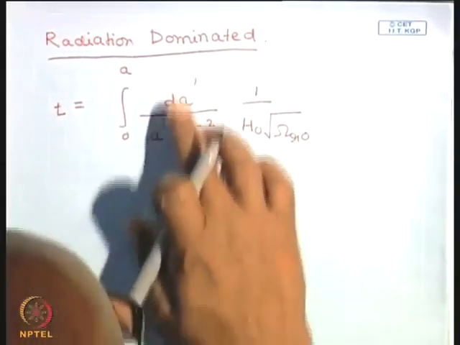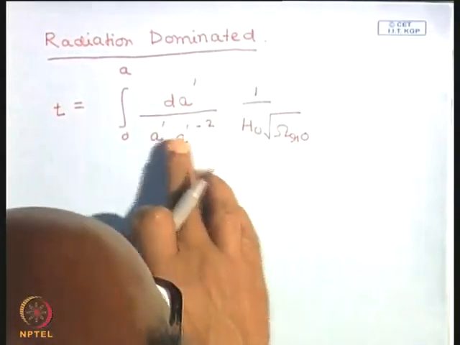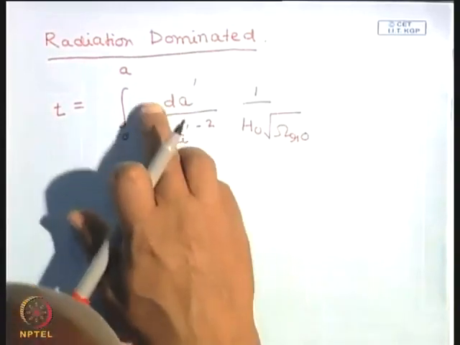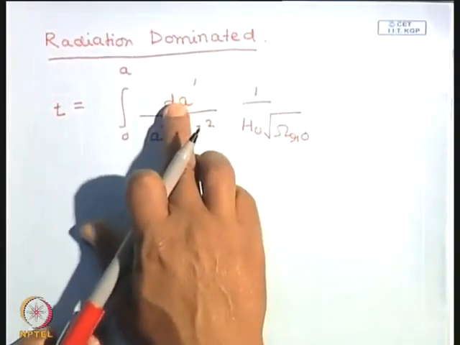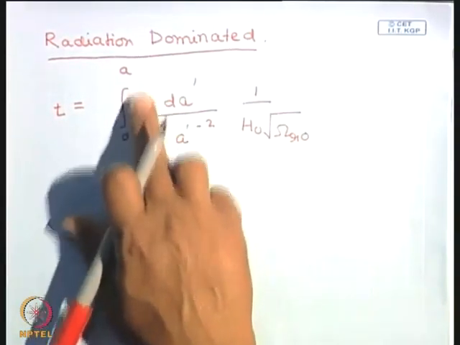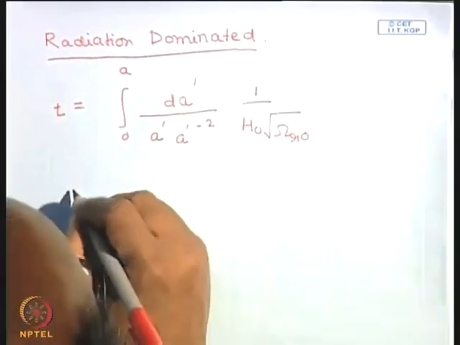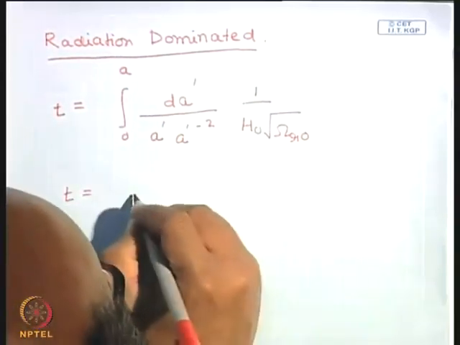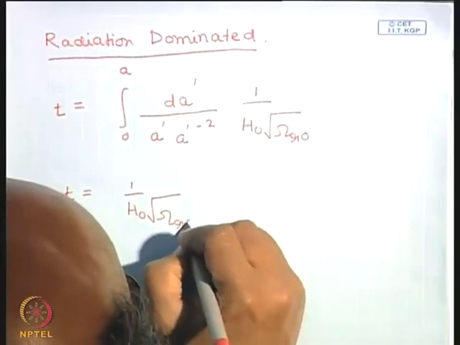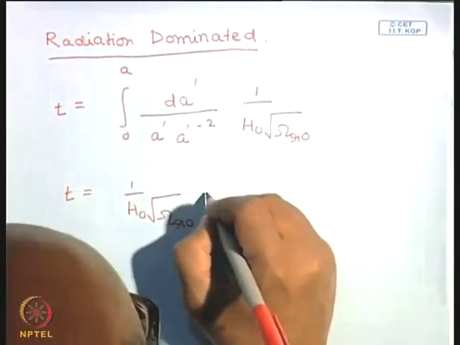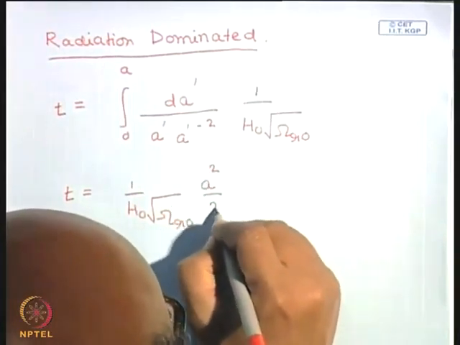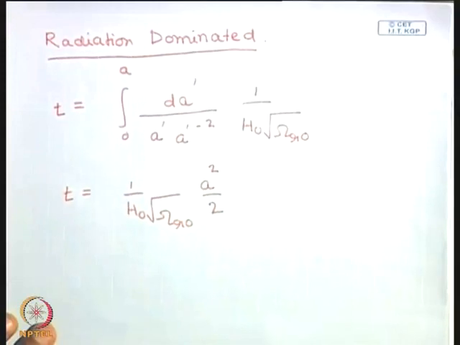Okay, so we know what this integral is. If I multiply these two, I will get a to the power minus 1, so which will be a' on top. If I integrate this, I will get a' square by 2, and at the limits I will get a square by 2. So this integral essentially gives me t is equal to 1 by H naught, that is this integral.